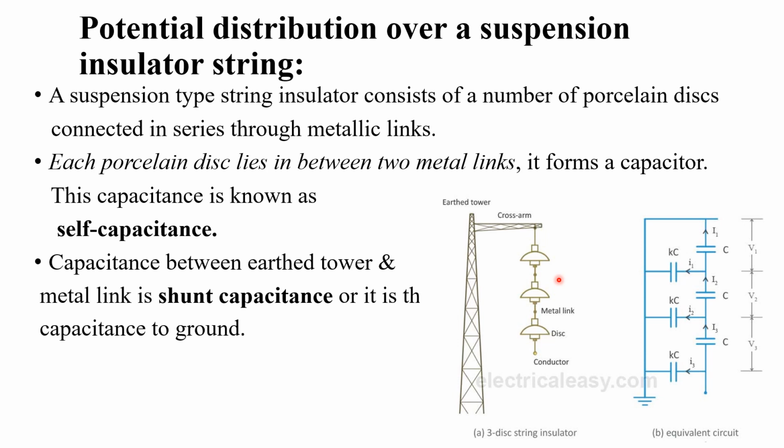The point is that each porcelain disc which lies between these metallic links will create a capacitive effect, because the metallic links are conductors. Here the conductors are separated by an insulating medium, or insulator, which forms a capacitive effect. So if you can see 3 discs here, that means there will be 3 capacitive effects, shown here as C in this diagram.